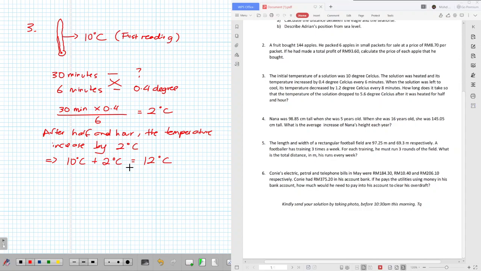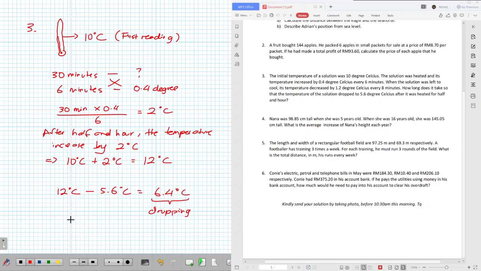Then, how long does it take so that the temperature of the solution drops to 5.6? If we can see here, this is 12 degrees Celsius. If we minus 5.6 degrees Celsius from the 12 degrees Celsius, we will get 6.4 degrees Celsius. So this is the drop. How long does it take for the temperature to drop 6.4 degrees Celsius so that it becomes 5.6?